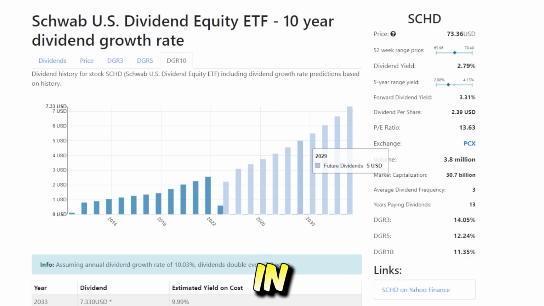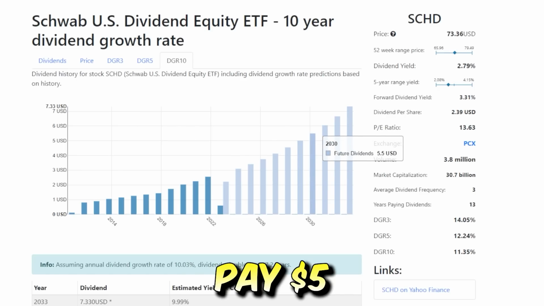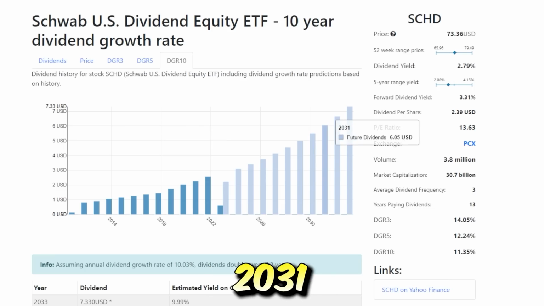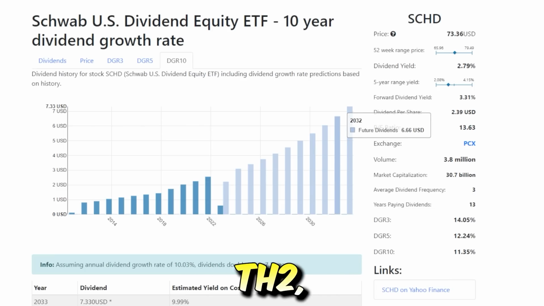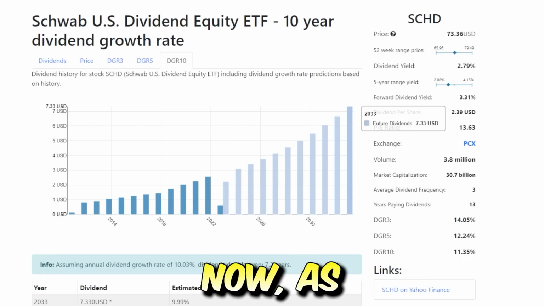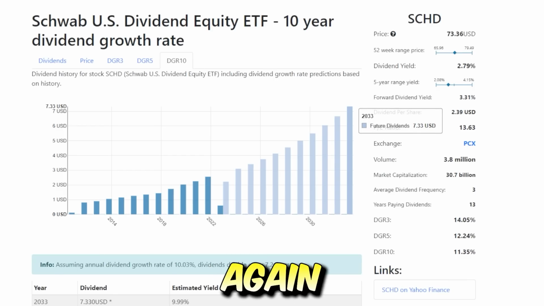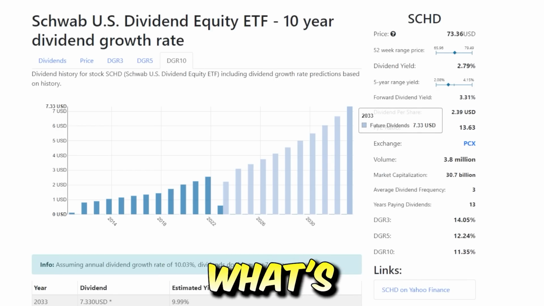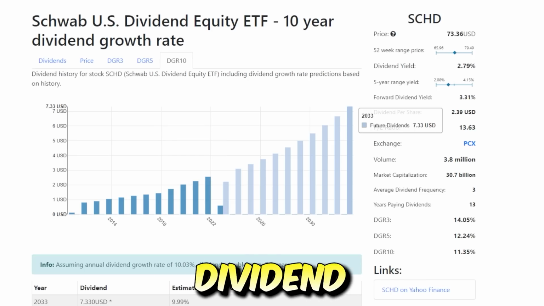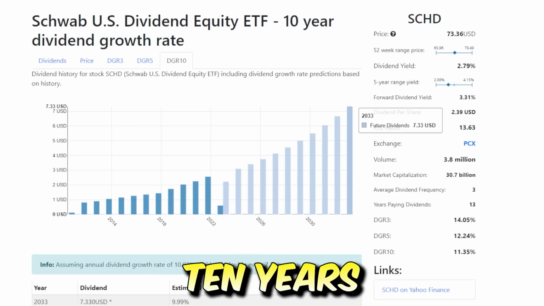By 2029, in theory, this fund could pay $5 per share per year in dividends. By 2030, SCHD could pay $5.50 per year in dividends. And by 2031, $6.05. In 2032, we could see $6.66. And by 2033, 10 years from now, SCHD in theory, if the dividend growth rate stayed at around 10%, which again, isn't necessarily likely or unlikely, we don't really know what's going to happen. But let's just say it was to happen this way. We could see a $7.33 dividend per share from SCHD 10 years from now.